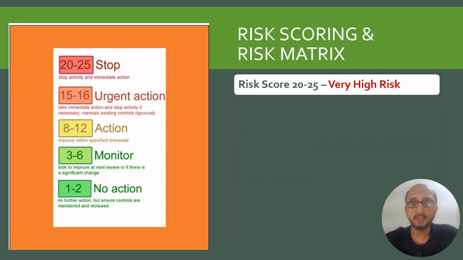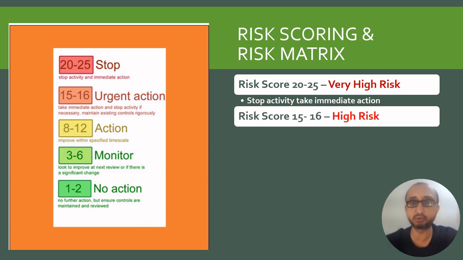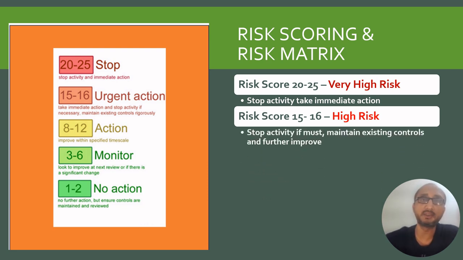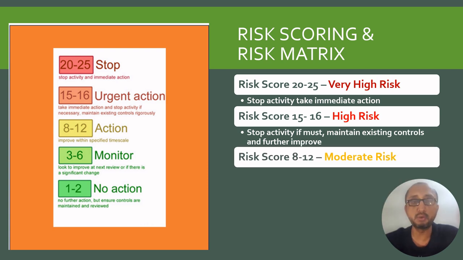Now let's describe the different score levels or the risk scores. If your risk level is between 20 to 25, it is very high. You must stop the activity immediately and take actions to reduce it. If the risk score is between 15 to 16, it is high. Still, maybe you need to stop the activity and take the action and reduce the risk level.